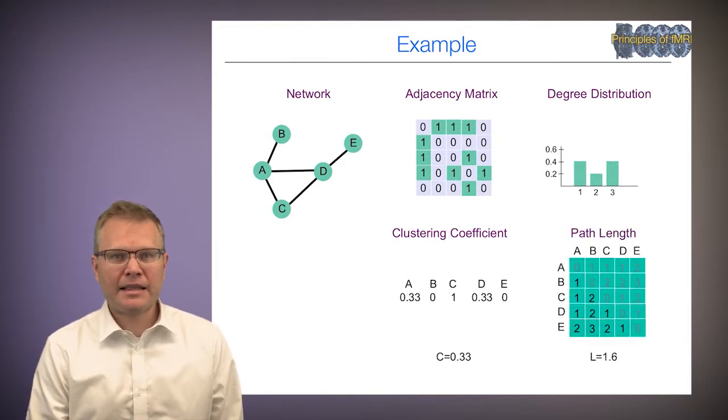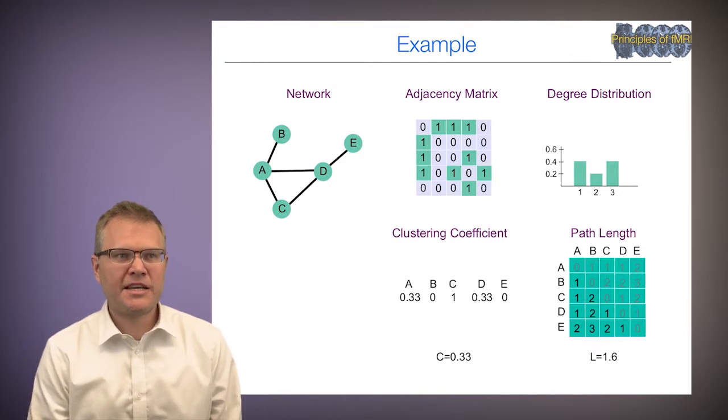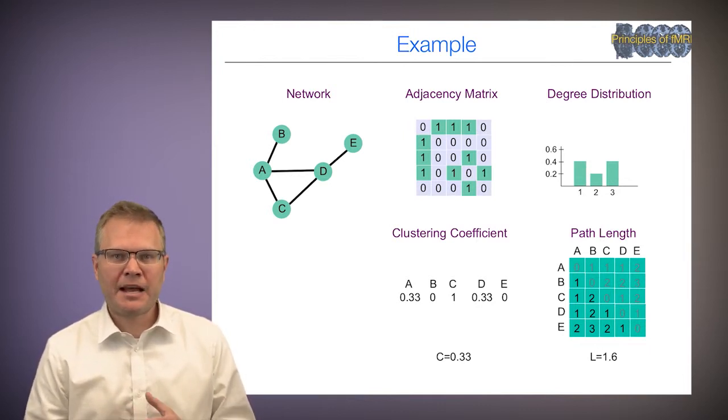If we look at the path length, here we can see what's the path length between B and A? Well, it's 1. What's the path length between C and A? It's 1. D and A, it's 1, and E and A, it's 2. And then we can do this for each of the different unique combinations of nodes, and we can take the average of this, and the average path length is 1.6. So this tells us a little bit about how quickly we can move within the network.